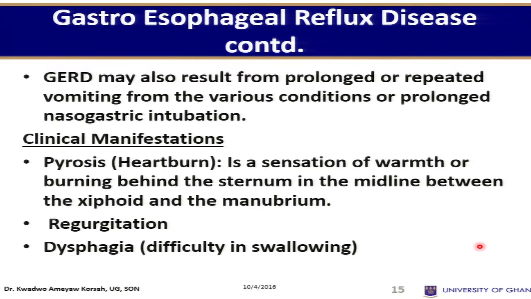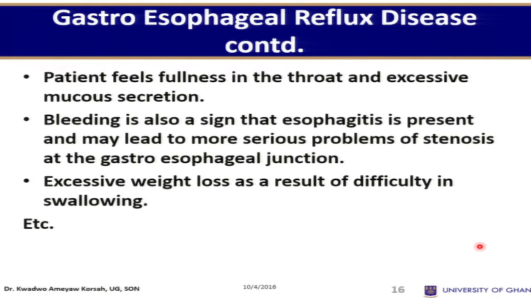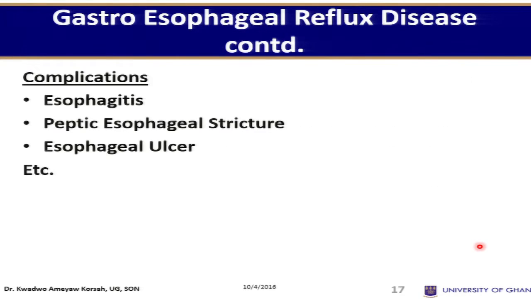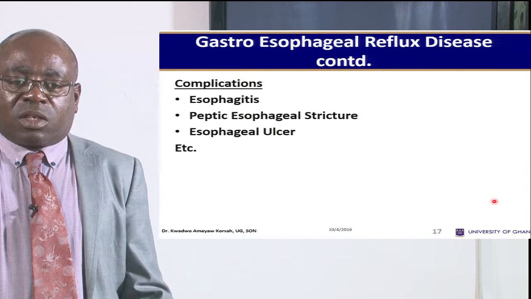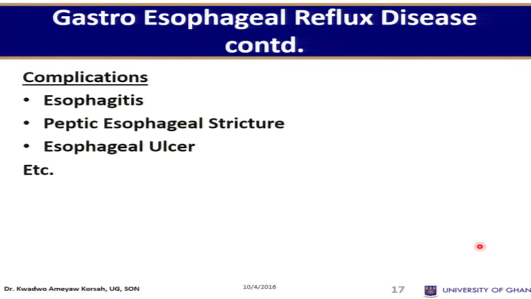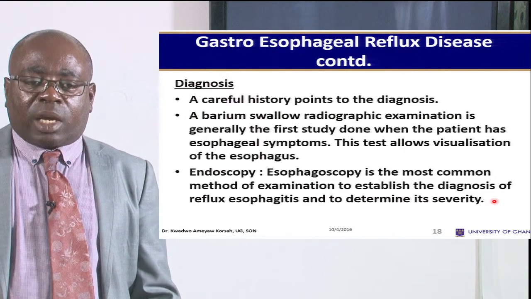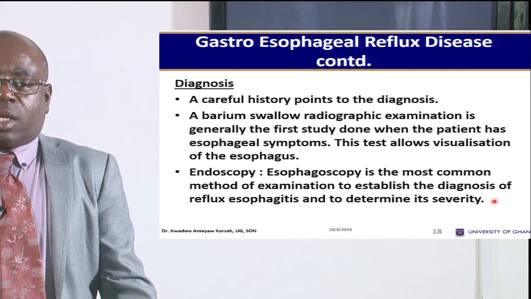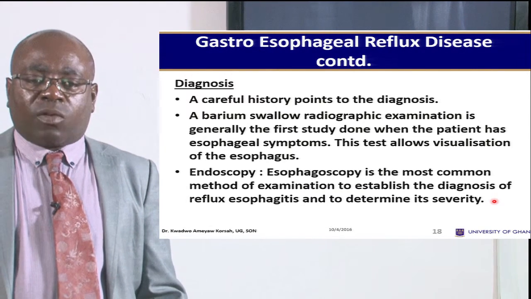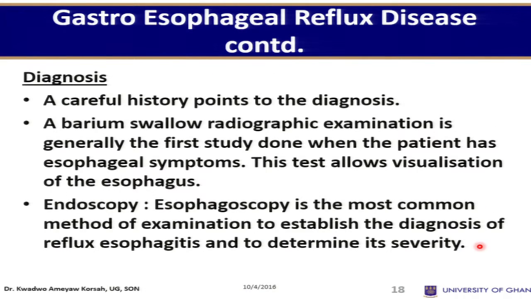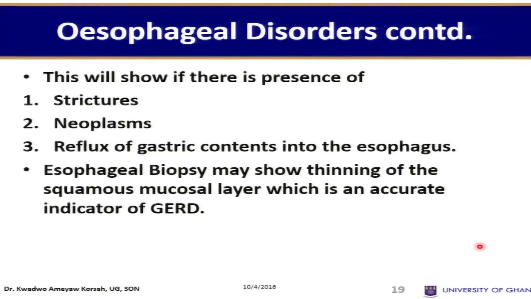So we have clinical manifestations. We have heartburn, which is pyrosis. We have regurgitation. We have dysphagia, difficulty in swallowing, and then other simple manifestations. Complications: esophagitis is likely to occur. We have peptic esophageal stricture, and then we also have esophageal ulcer, which may occur. And so let us look at diagnosis. Diagnosis points to a careful history of the patient, and then we can also do barium swallow and endoscopy examinations.